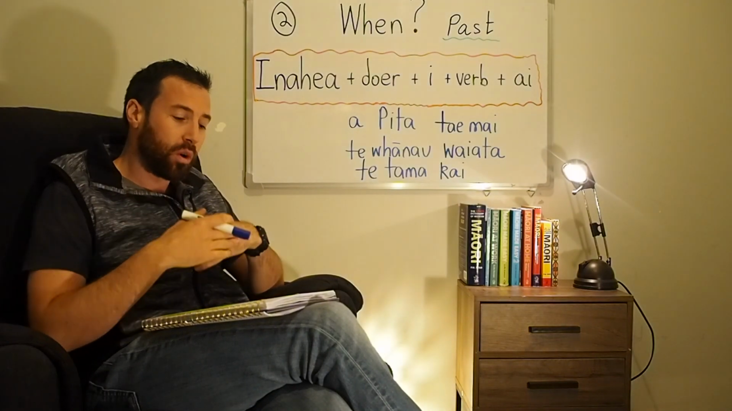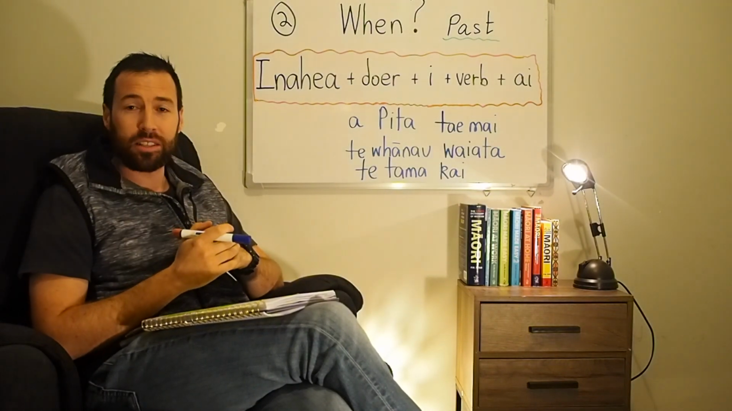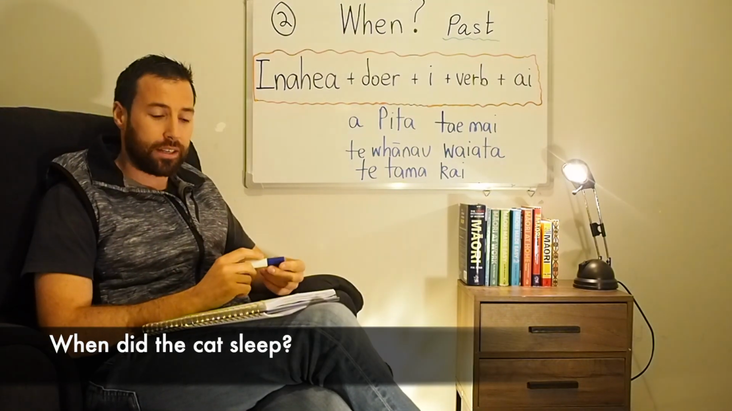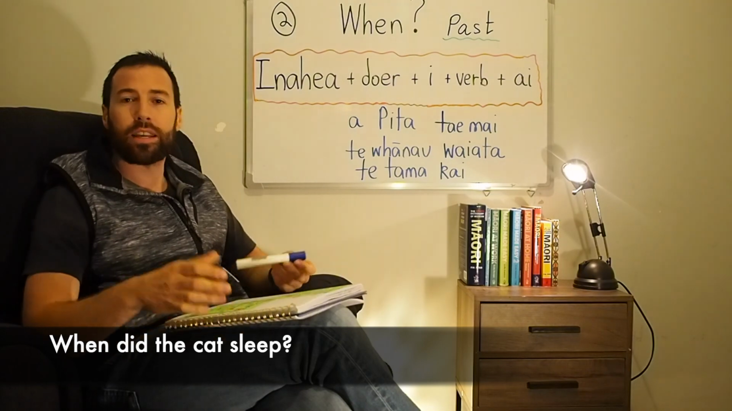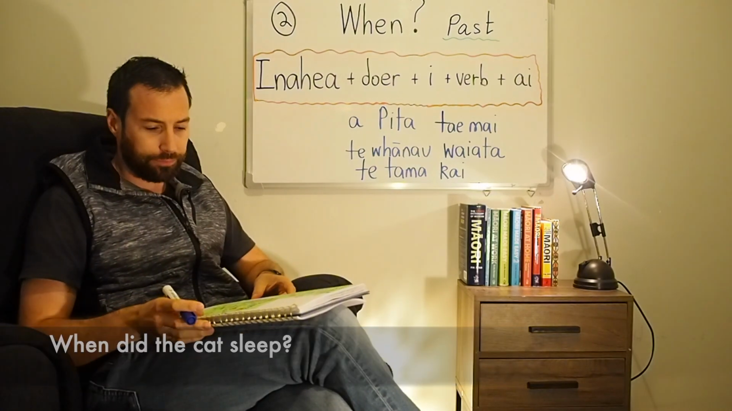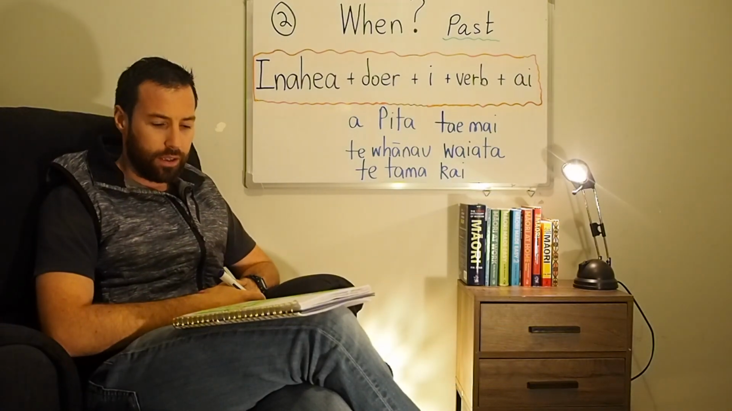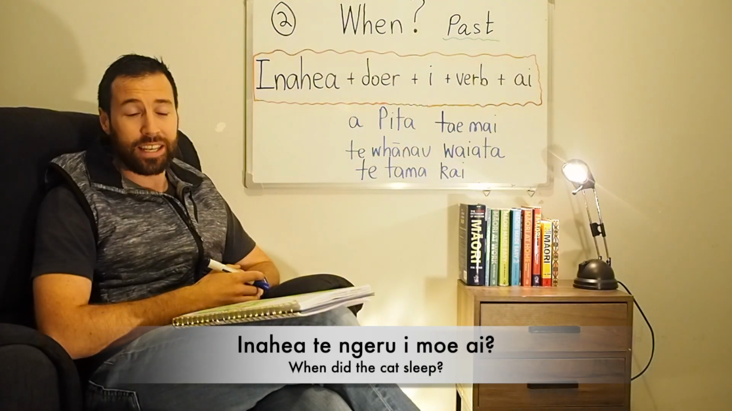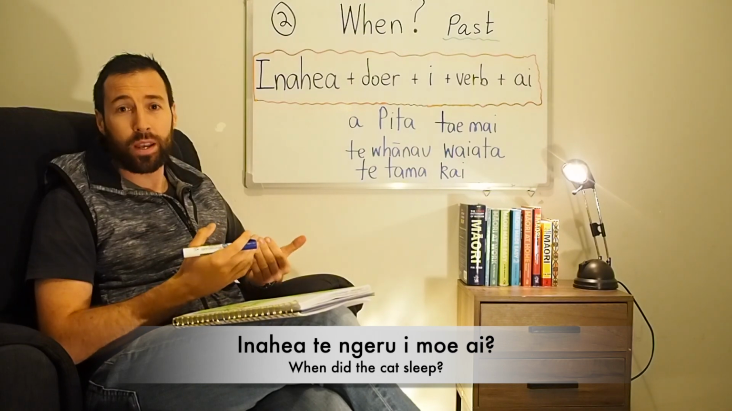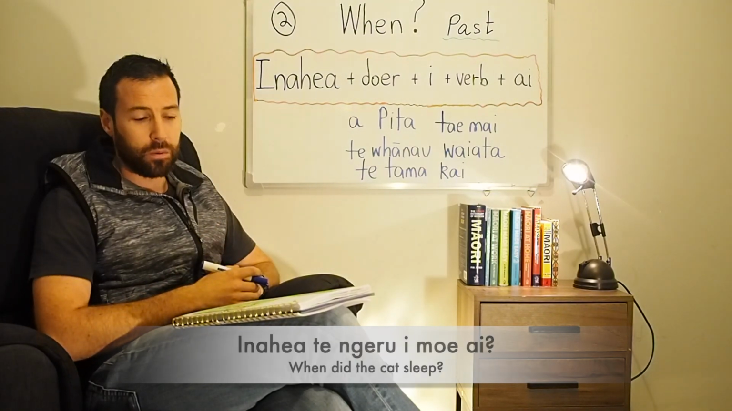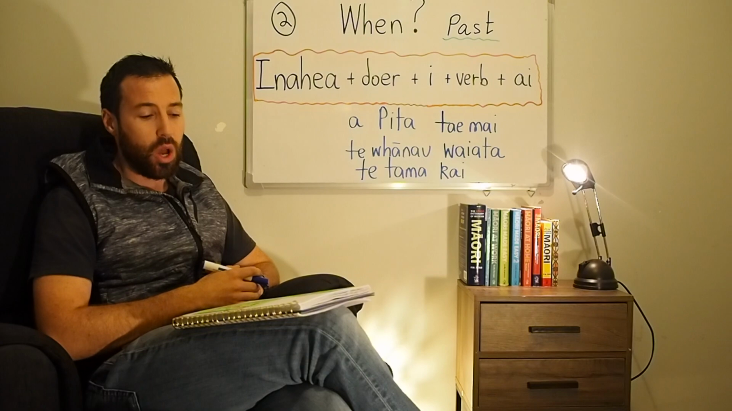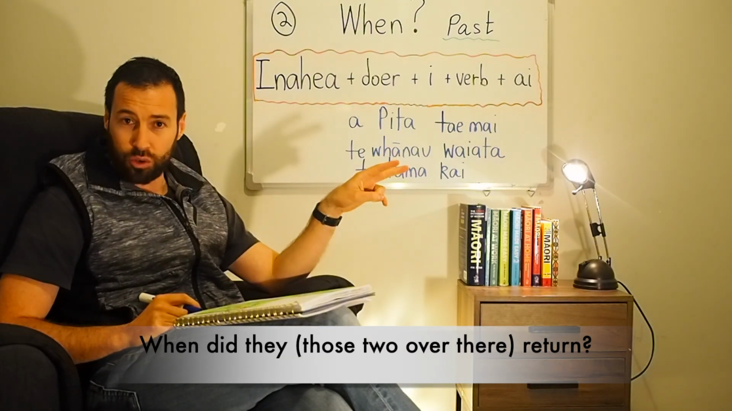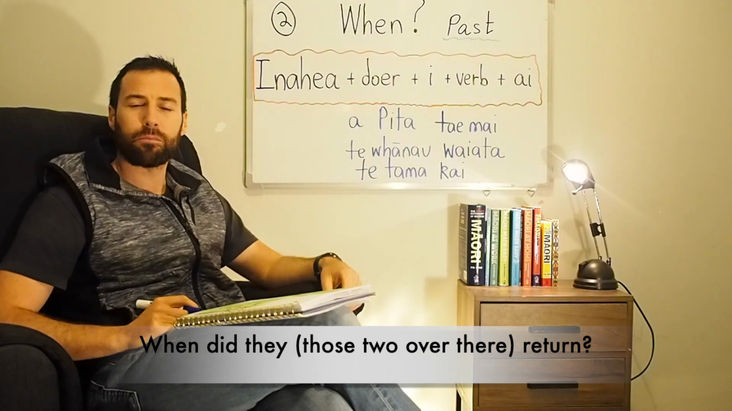So we asked before, when will the cat sleep? We're going to ask now, when did the cat sleep? Translate that into te reo Māori, e hoa mā. Did you come up with "Ina hea te ngeru i moi ai?" What about our second example? When did they return? They, meaning those two randoms over there. When did they return?